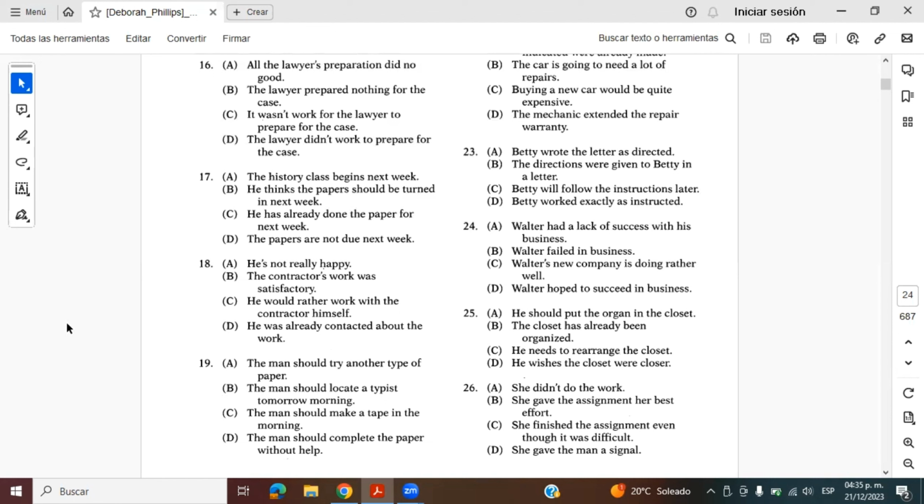Number 19. I can't find a typist to finish my term paper by tomorrow morning. Why not do it yourself? What does the woman suggest?